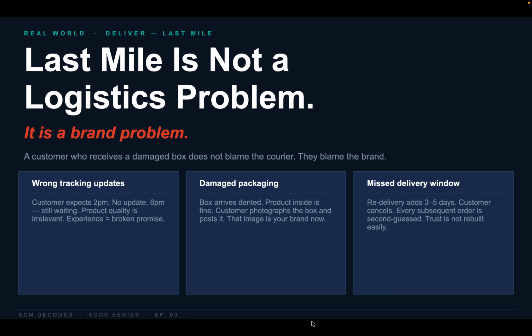Damaged packaging. Product inside is fine, but the box is dented. Customer will click the photograph and put it on social media. That image is your brand now. Missed delivery window adds 3 to 5 days. Customer cancels. Every subsequent order is second guessed. Trust is not rebuilt easily.